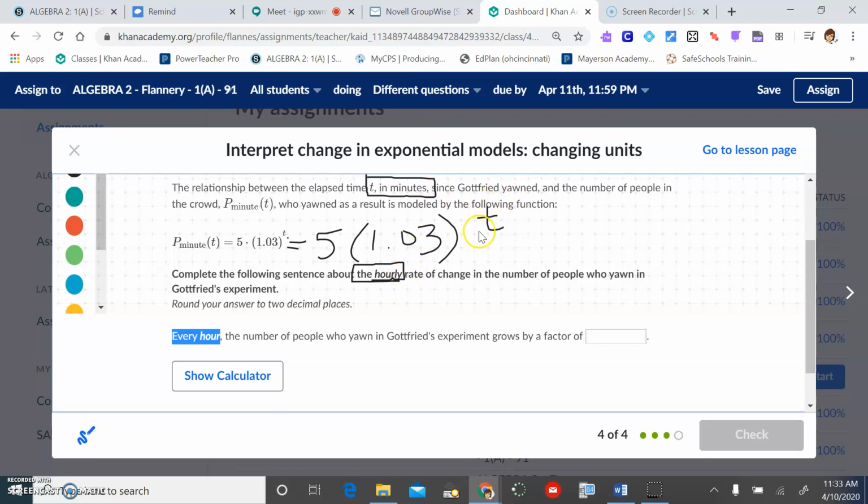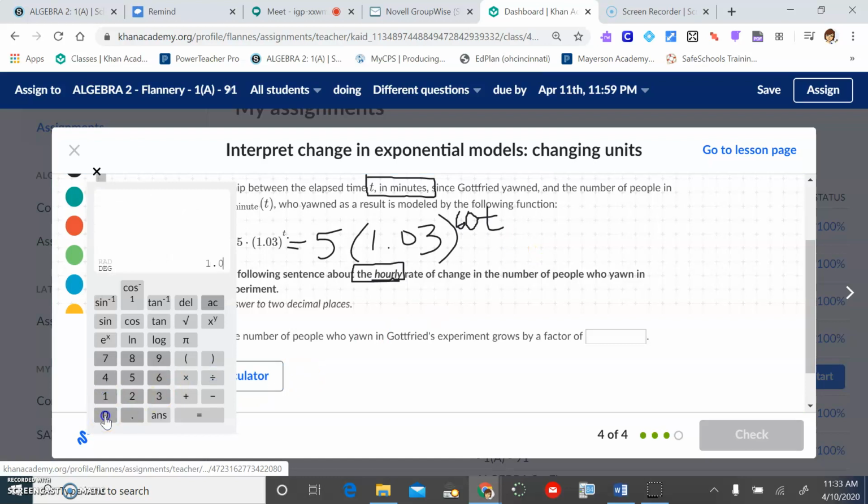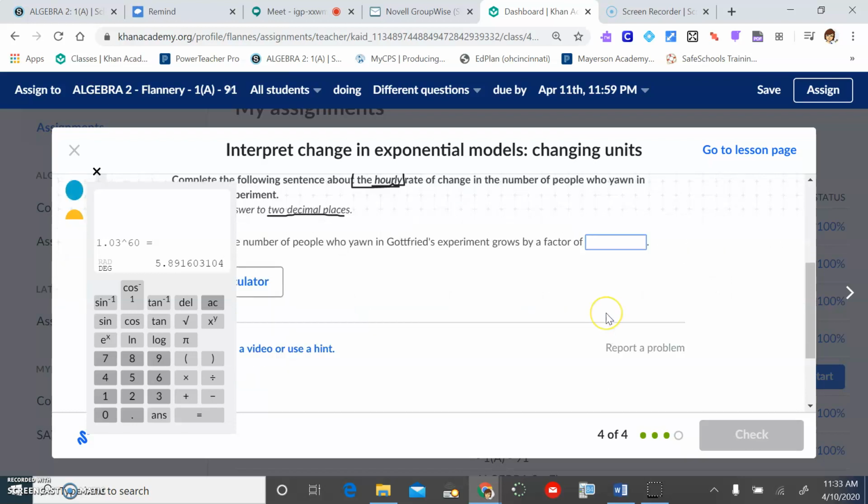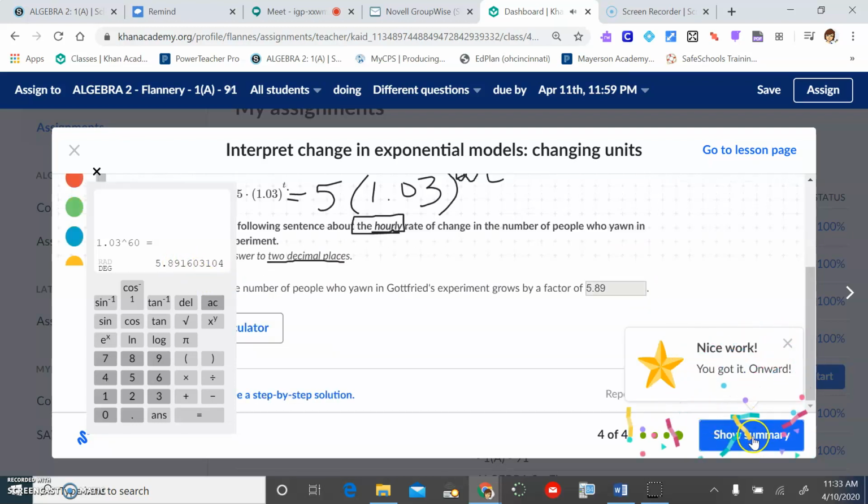And this is talking about minutes, right? So we need this to turn into 60 of these minutes. 60 of these minutes would help me figure out the hourly rate. So then I grab the calculator, 1.03 to the power of 60, and that'll be my new rate. And they want me to go to 2 decimal places. So 5.89. The next number is a 1, so I leave it. Ta-da!